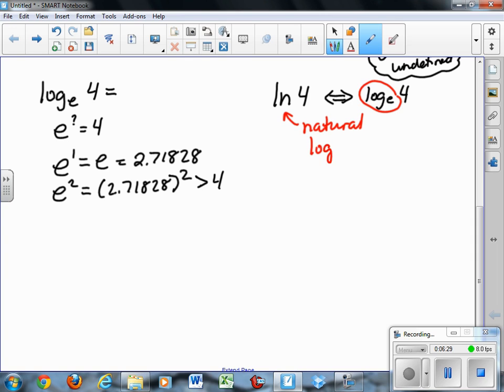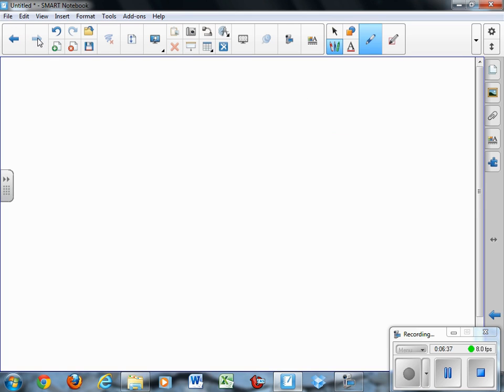The other thing I wanted to tell you about logs is how logs are related to exponential functions. So let's start with our exponential function. Let's say we have the function f of x equals 2 to the x. So I'm putting exponents in for x, and I'm getting numbers out for y. So I'm putting in like -2, -1, 0, 1, and 2.